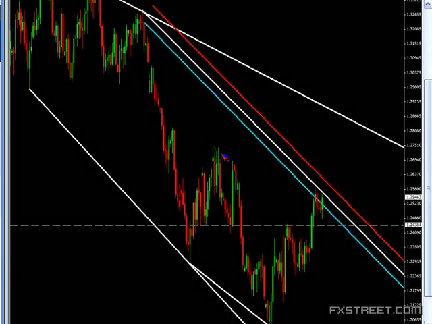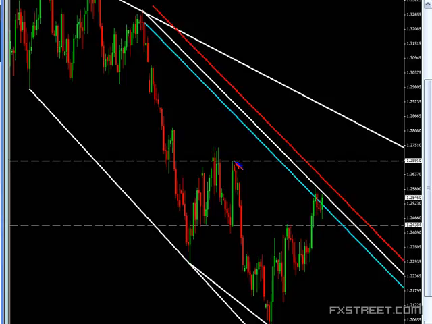Significant highs and significant lows. What was once former resistance could become new support once we break below. What was former resistance could become new support.